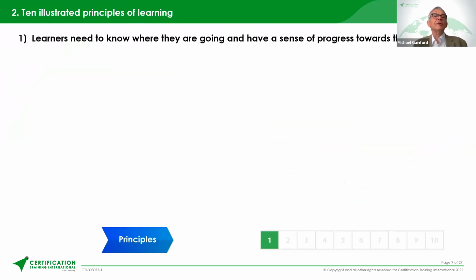So the first main section of our talk today is about principles, and there are 10 principles. Now at the bottom, we've got a little roadmap, a progress bar from 1 to 10. This actually illustrates our first principle, that learners need to know where they're going, and they need a roadmap, a sense of progress towards those objectives.